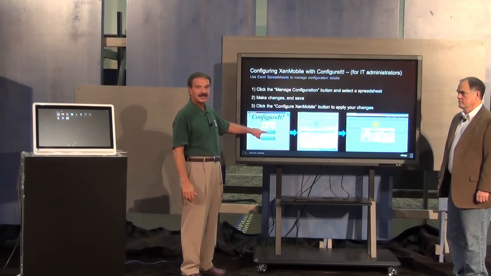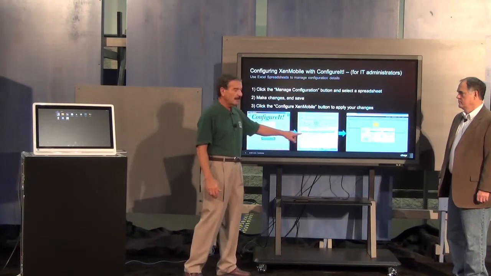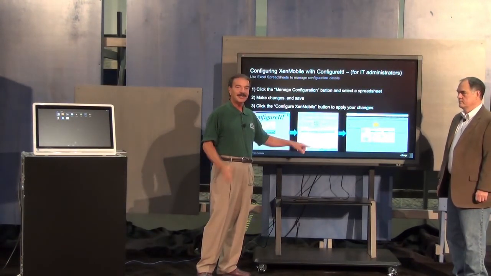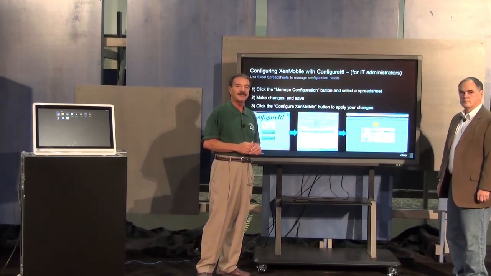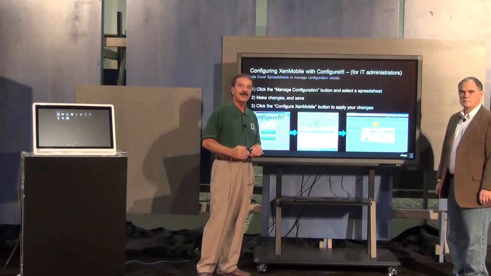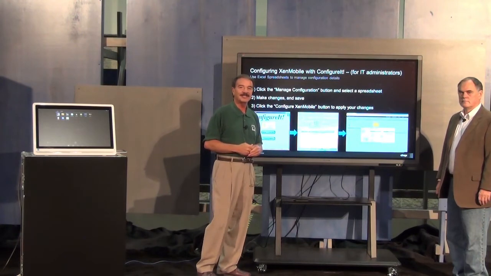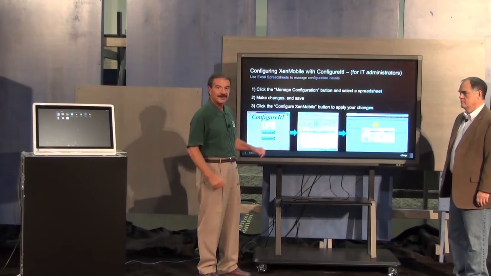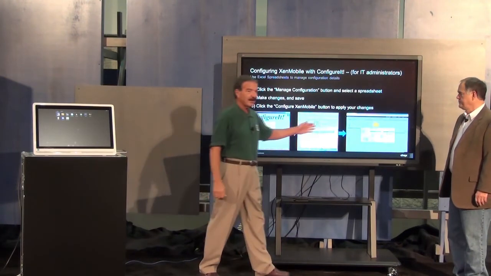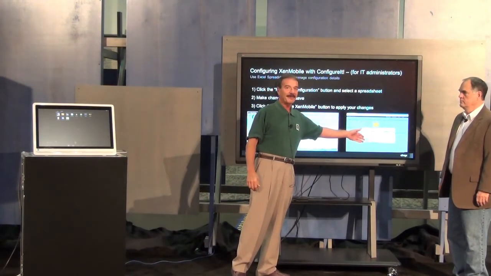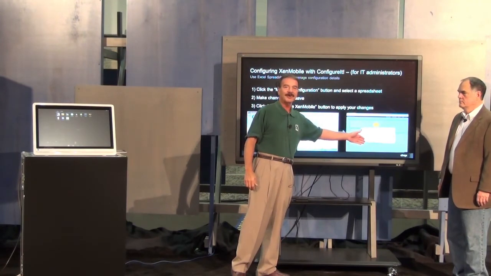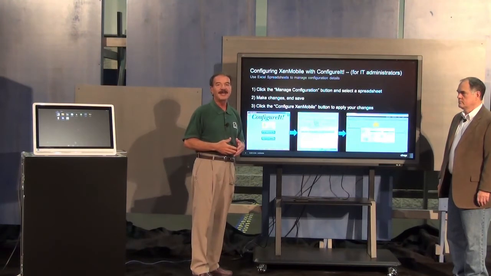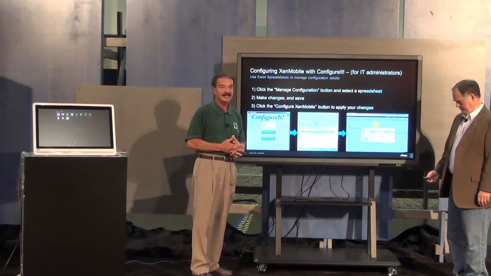The first one, Manage Configuration, lets them open a spreadsheet. On that spreadsheet, they literally list their classes as columns, and in each row they put the applications that they want delivered to teach that particular class. They touch the Configure XenMobile button, and our application in the background goes into XenMobile through the APIs and reconfigures everything automatically. And again, it only takes a matter of seconds.